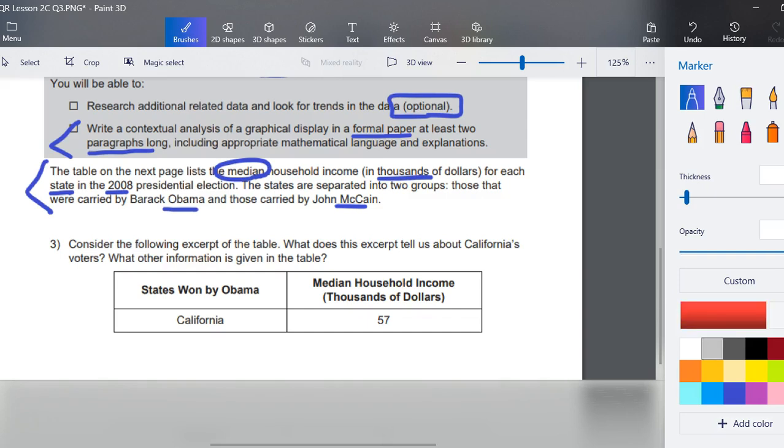This is a great time to hit pause, write some comments here, and then come back and we'll look at it a little bit more. In the data that you're about to analyze, you have states that are won by Obama and states that are won by McCain. The states will be listed, and then the median household income in thousands of dollars will be listed also. And so we only see a 57, and we have to really know that that means $57,000. So a comment you can make is that the entry indicates that California's electoral votes went to Obama and that the median household income in California is $57,000.